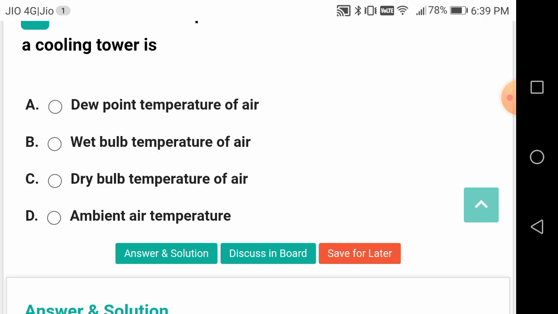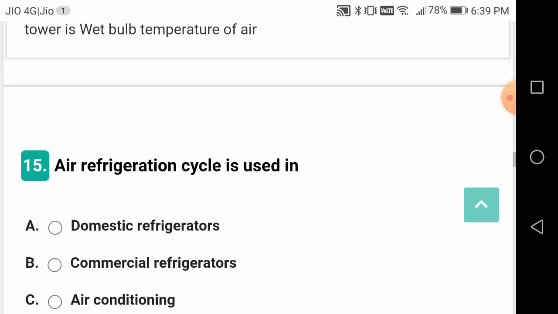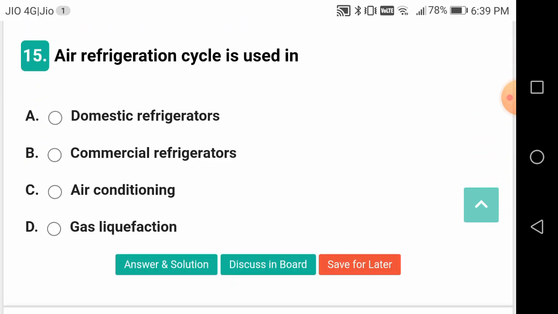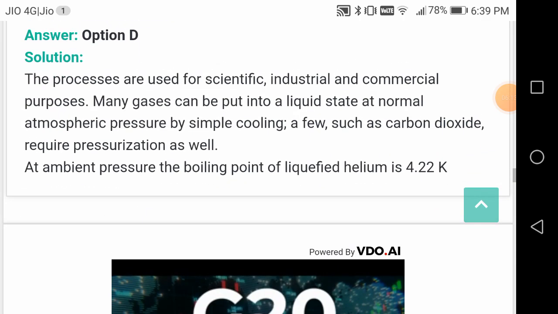If the water vapor and air mixture temperature falls below a certain temperature, in let us say winter, the water in this mixture is going to condense out. That is the dew point temperature. What is wet bulb temperature? It is the temperature measured by a thermometer with a wick or wet cloth over its bulb. Air refrigeration cycle is used in where? Gas liquefaction. This is a good question, friends. Gas liquefaction.